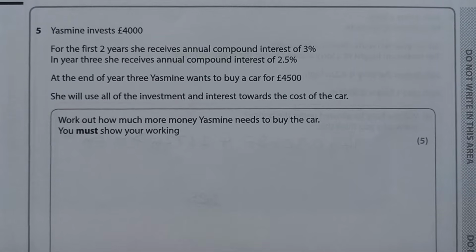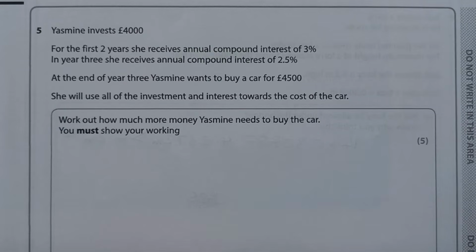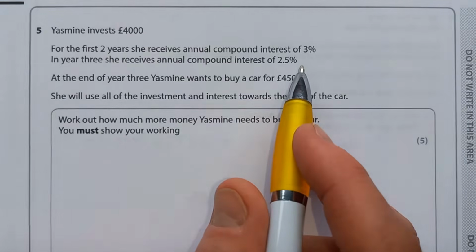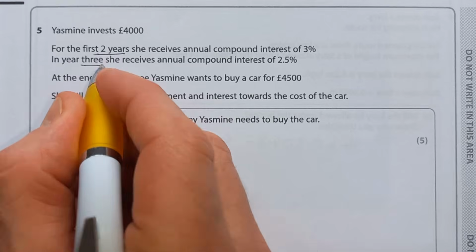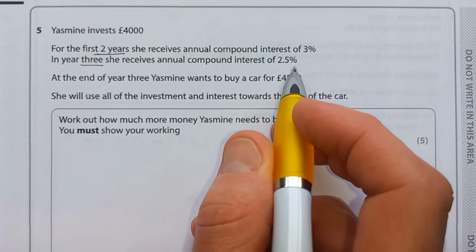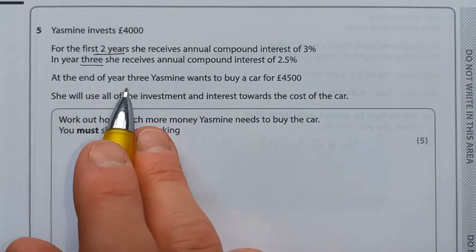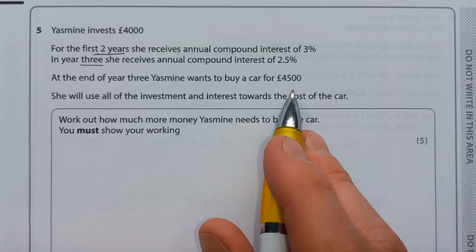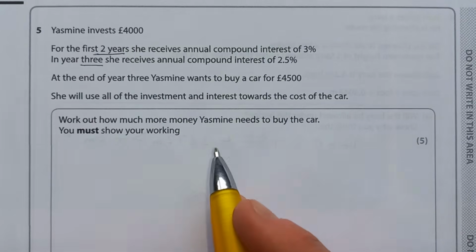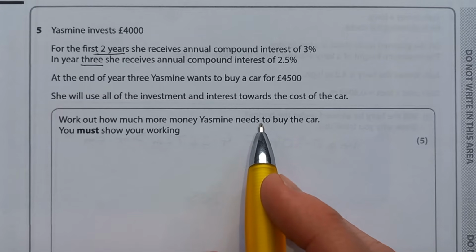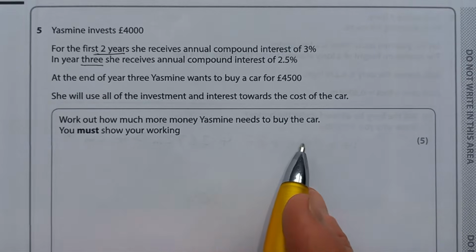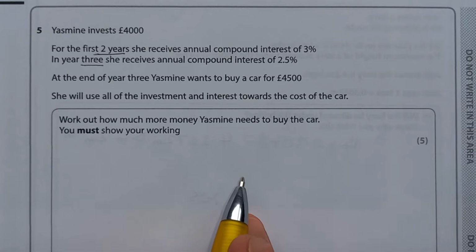And question 5. Yasmin invests £4,000. For the first 2 years, she receives annual compound interest of 3%. So that's for 2 years. In year 3, she receives annual compound interest of 2.5%. At the end of year 3, Yasmin wants to buy a car for £4,500. She will use all of the investment and interest towards the cost of the car. Work out how much more money Yasmin needs to buy the car. You must show your working.